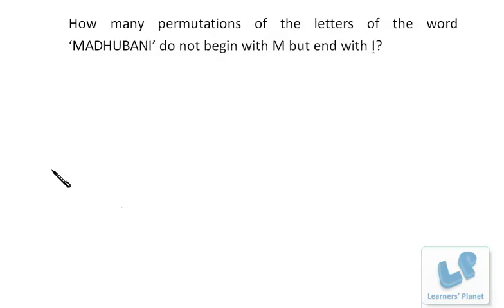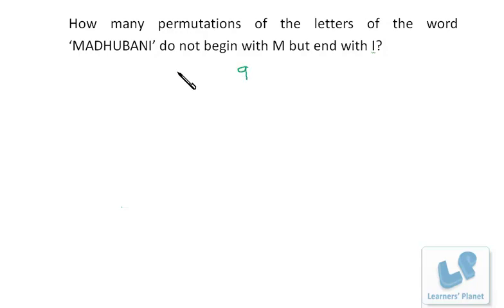Now let's try this problem. How many permutations, or we can say arrangements, of the letters of the word Madhubani do not begin with M but end with I, right? So how many letters are there? It's 1 2 3 4 5 6 7 8 9.